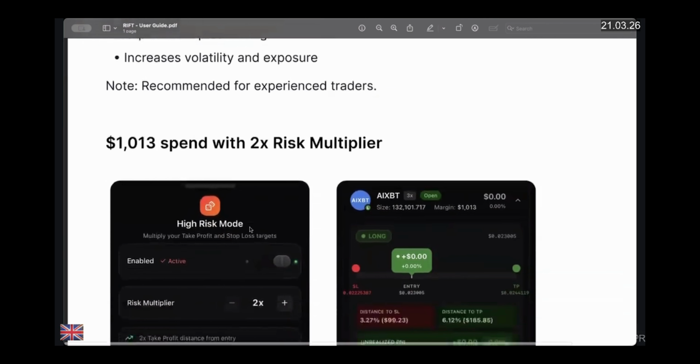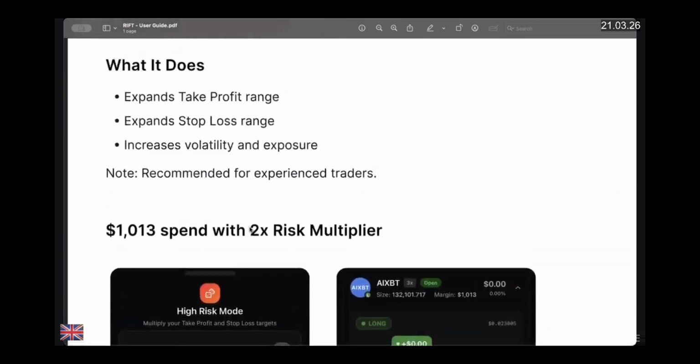So what it does, it expands the take profit range, it expands the stop loss range, it increases volatility and exposure, and it is recommended for experienced traders. Now I can say you all are experienced traders, after looking at what the leaderboard currently shows: Rift has seen 134,565 trades so far by all our users using the demo version.